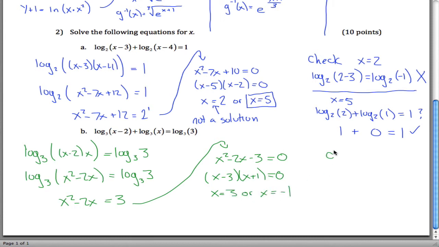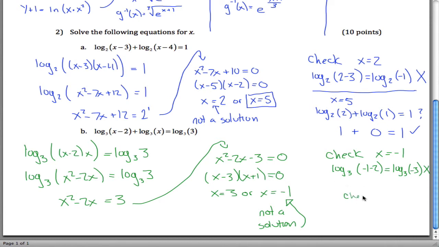But make sure you check them. If we check x equals negative 1, we'll have to figure out the log base 3 of negative 1 minus 2, which is the log base 3 of negative 3, which does not exist. So this one is not a solution. But I think x equals 3 will be a solution.